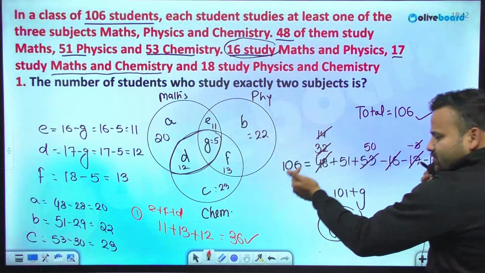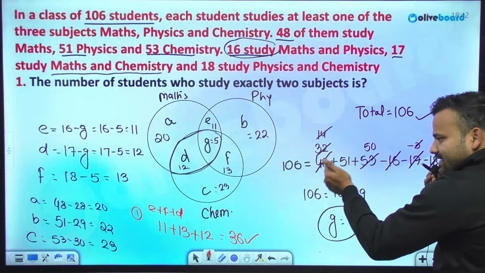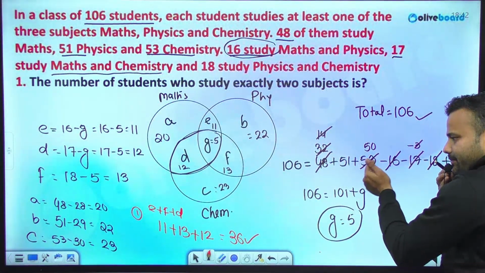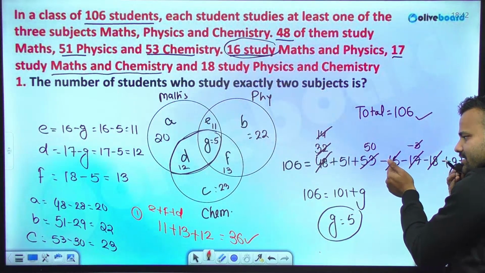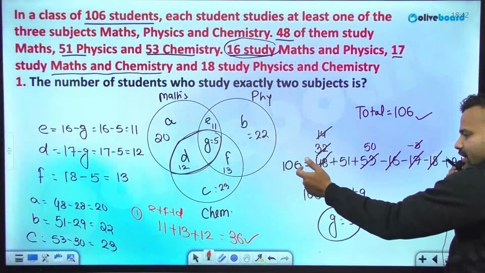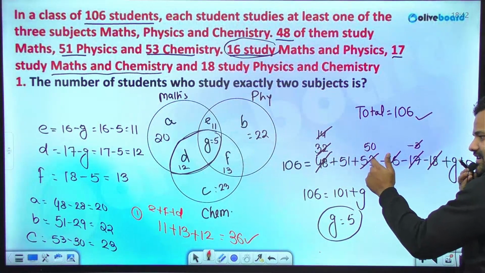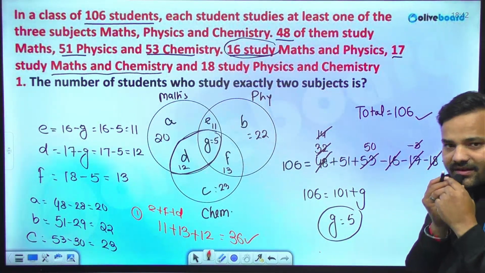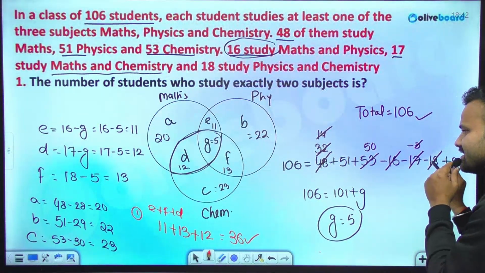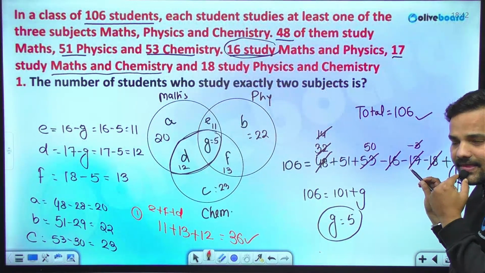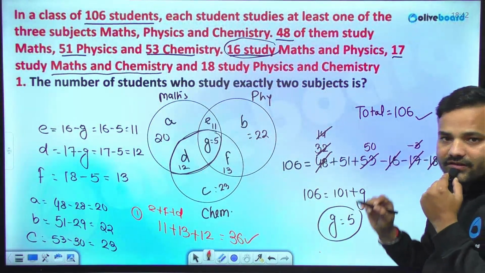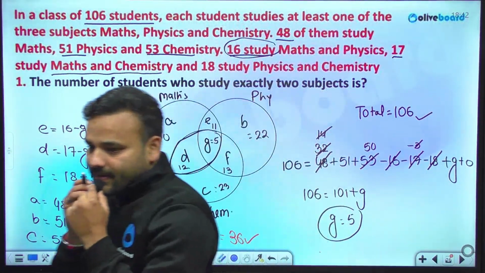What about the total students? Total students means set A plus set B plus set C minus the pairwise intersections. That means you need to find A union B union C. So this is A plus B plus C. Now the intersection part of A and B, intersection part of B and C, intersection part of A and C. Then we have plus of all and plus of none.